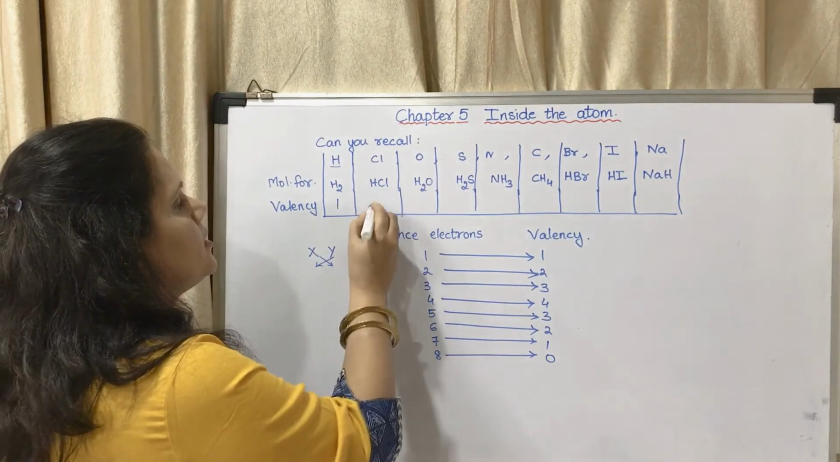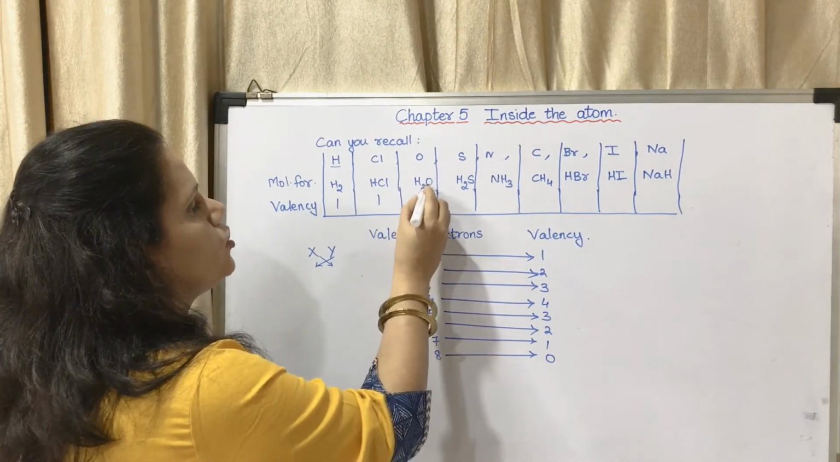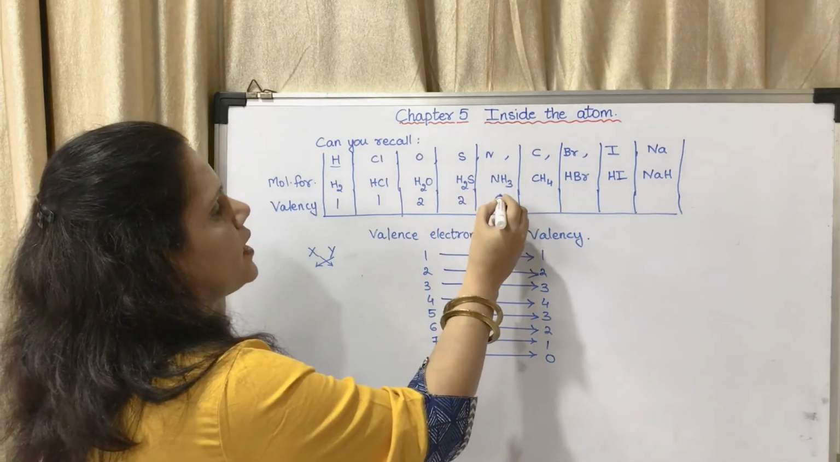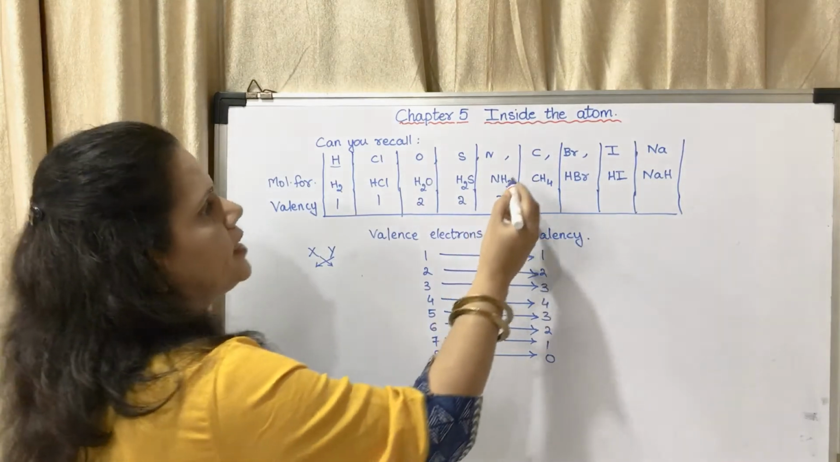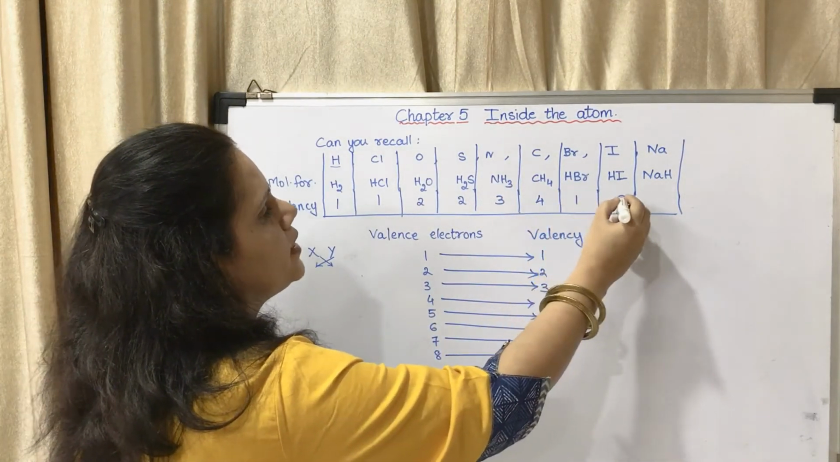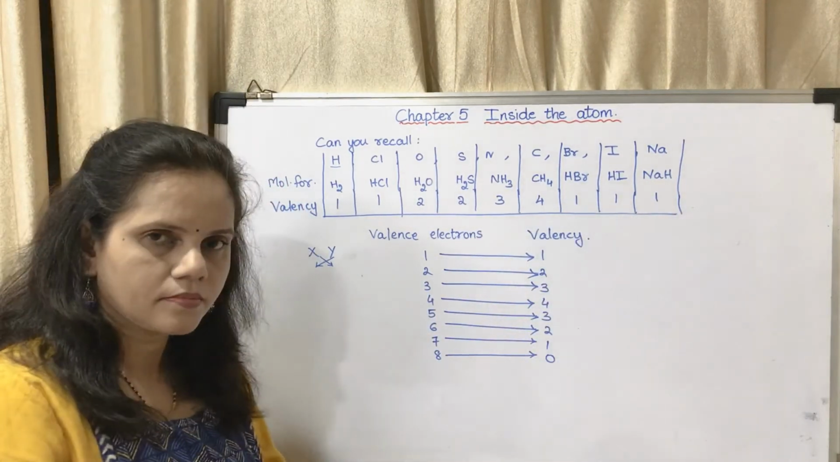So what is the valency of Cl? It is 1. What is the valency of O? It is 2 because it is 2 here. Valency of S is 2. Valency of N is 3. It is on the opposite side. C is 4. Br is 1. I is 1. Na is 1.